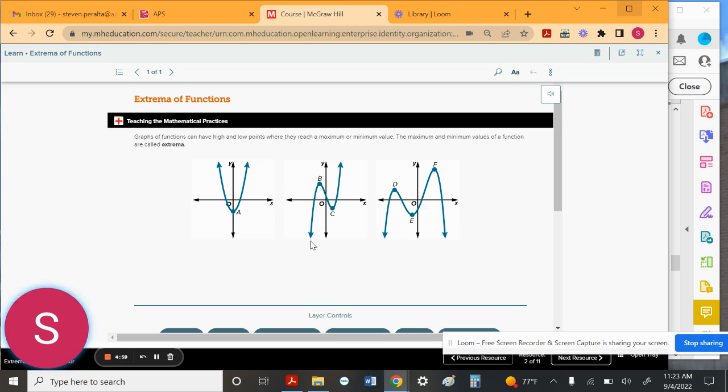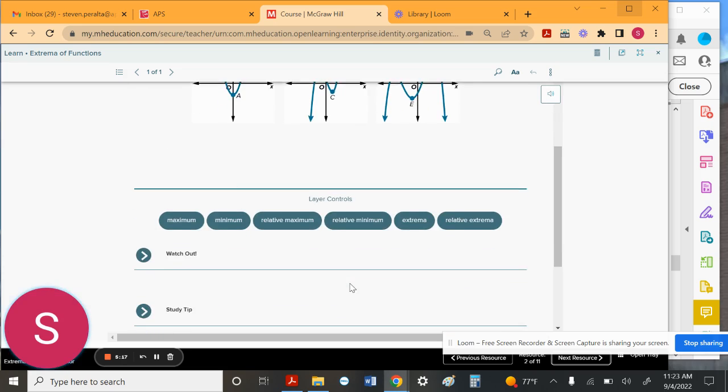Here is my relative max and my relative min. Here is my absolute max and my absolute min. My absolute min, well, actually I have two absolute mins that both go to negative infinity. Relative max, relative min, relative max. Okay, and that's what we're looking at there.